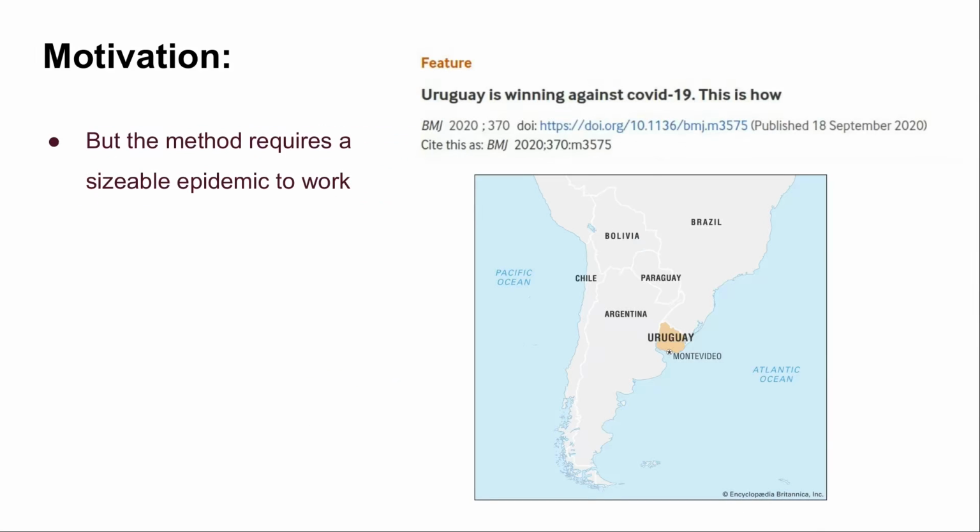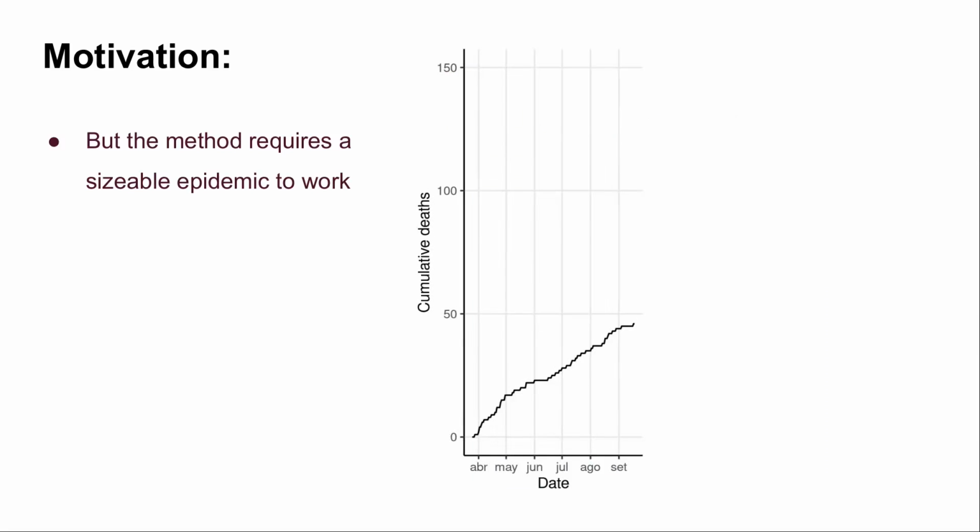However, one limitation of this method is that it requires a sizable epidemic to work because of the small fraction of infections that result in death. This makes it uncertain whether the method can be applied to stages when the epidemic is relatively under control and with low numbers, as is the case of Uruguay for most of 2020. Here we see that for most of 2020, up to late September, Uruguay had below 50 cumulative deaths.